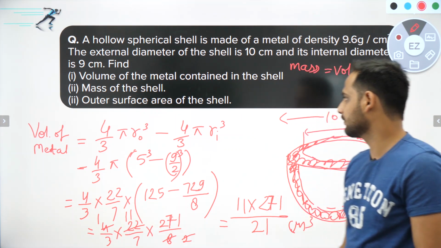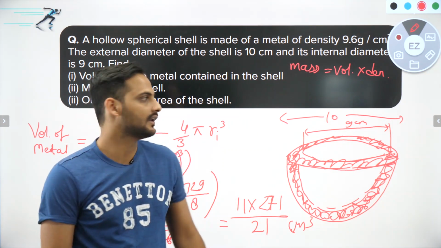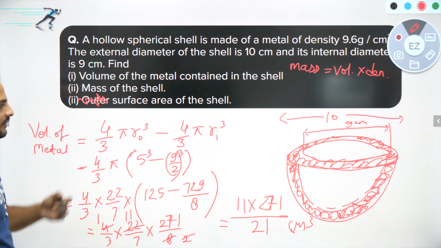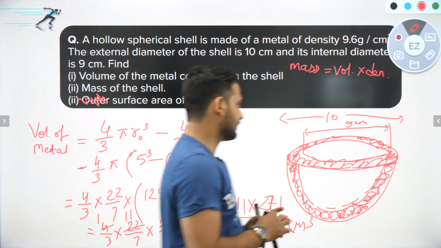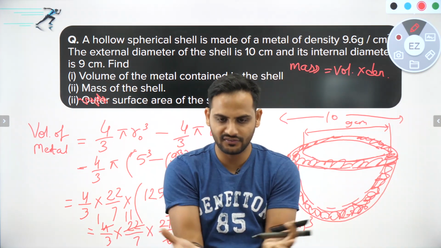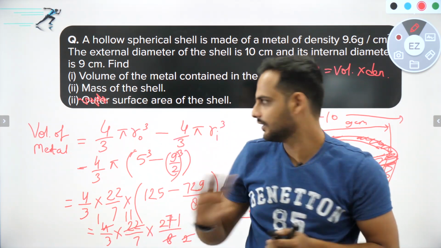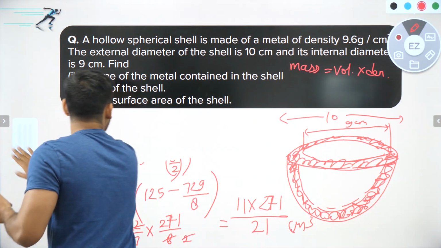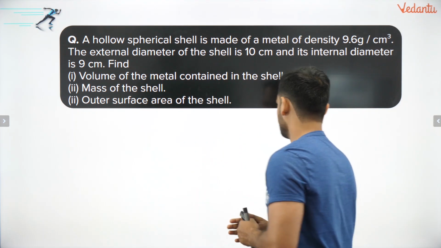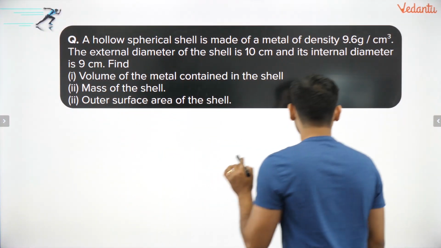Then the outer surface area of the shell. Or we'll just say surface area of the shell, the whole surface, then it will be better. So whole surface means what? First the outer sphere CSA and the inner sphere CSA. So the third part we are taking is the surface area of the whole shell.